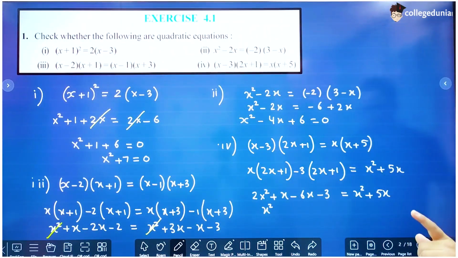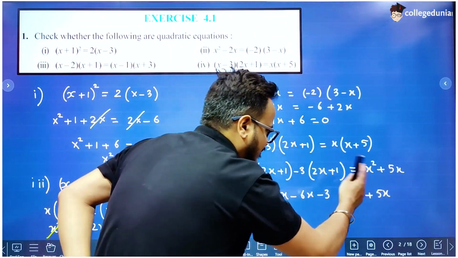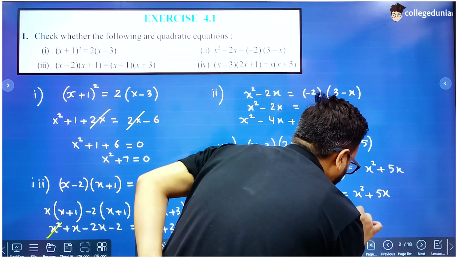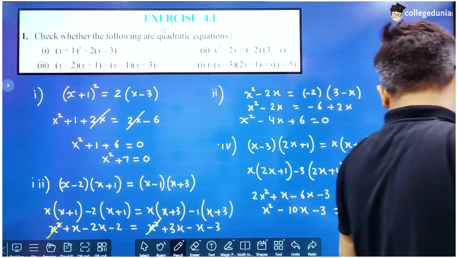But in exam you have to solve the complete thing. Let me solve it. x minus 6x is minus 5x, minus 5x minus 10x minus 3 equal to 0. So that is the final form, which is clearly a quadratic equation.